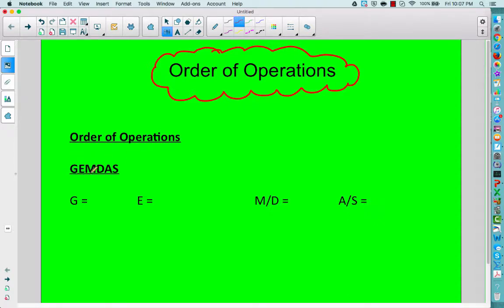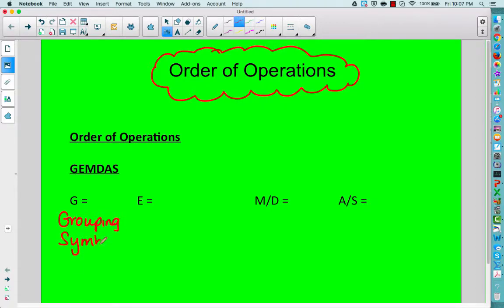The mnemonic for the proper order of operations is GEMDAS. Now I know that some of you probably in the past have learned PEMDAS: Please excuse my dear Aunt Sally. But we prefer GEMDAS because P only refers to parentheses, whereas it's not actually just parentheses that you have to do first. You have to do grouping symbols.